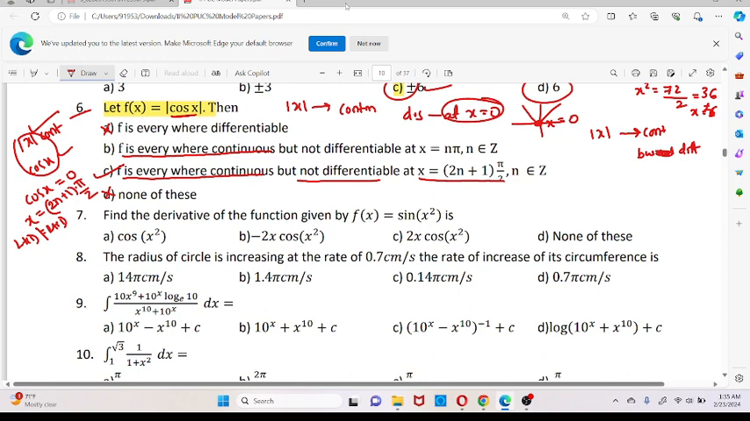So option C will be the right answer. Let me go with the seventh one. See, my seventh question is: find the derivative of the function f of x equal to sin of x square.